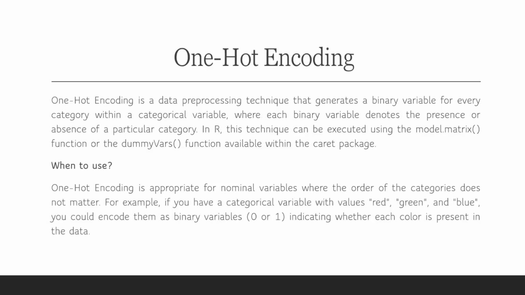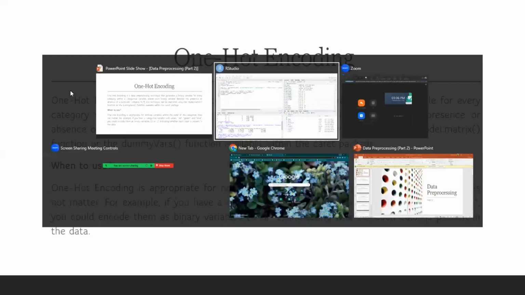One-hot encoding is appropriate for nominal variables where the order of the categories does not matter. For example, if you have a categorical variable with values red, green, and blue, you could encode them as binary variables, indicating whether each color is present in the data. Now let's move to RStudio to do one-hot encoding.